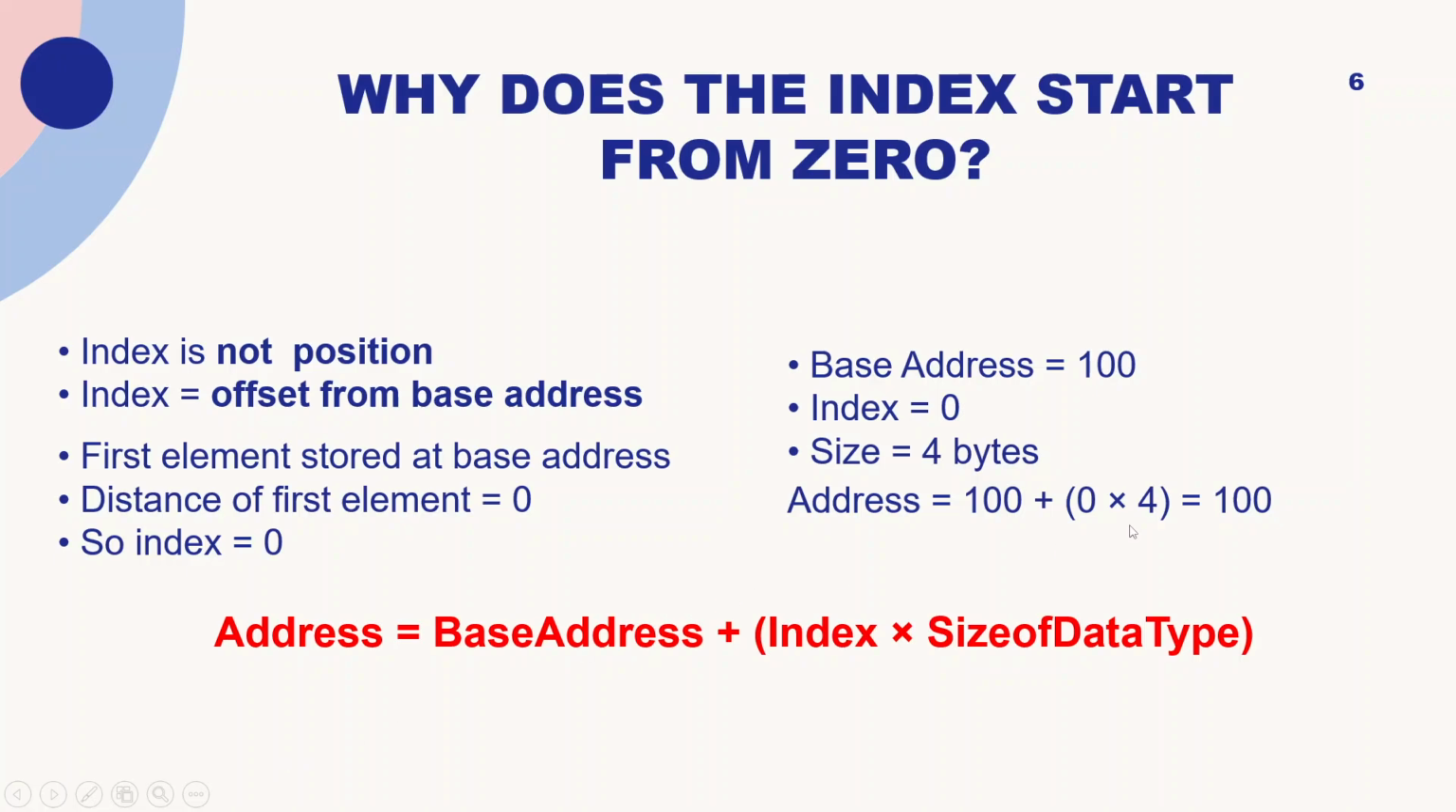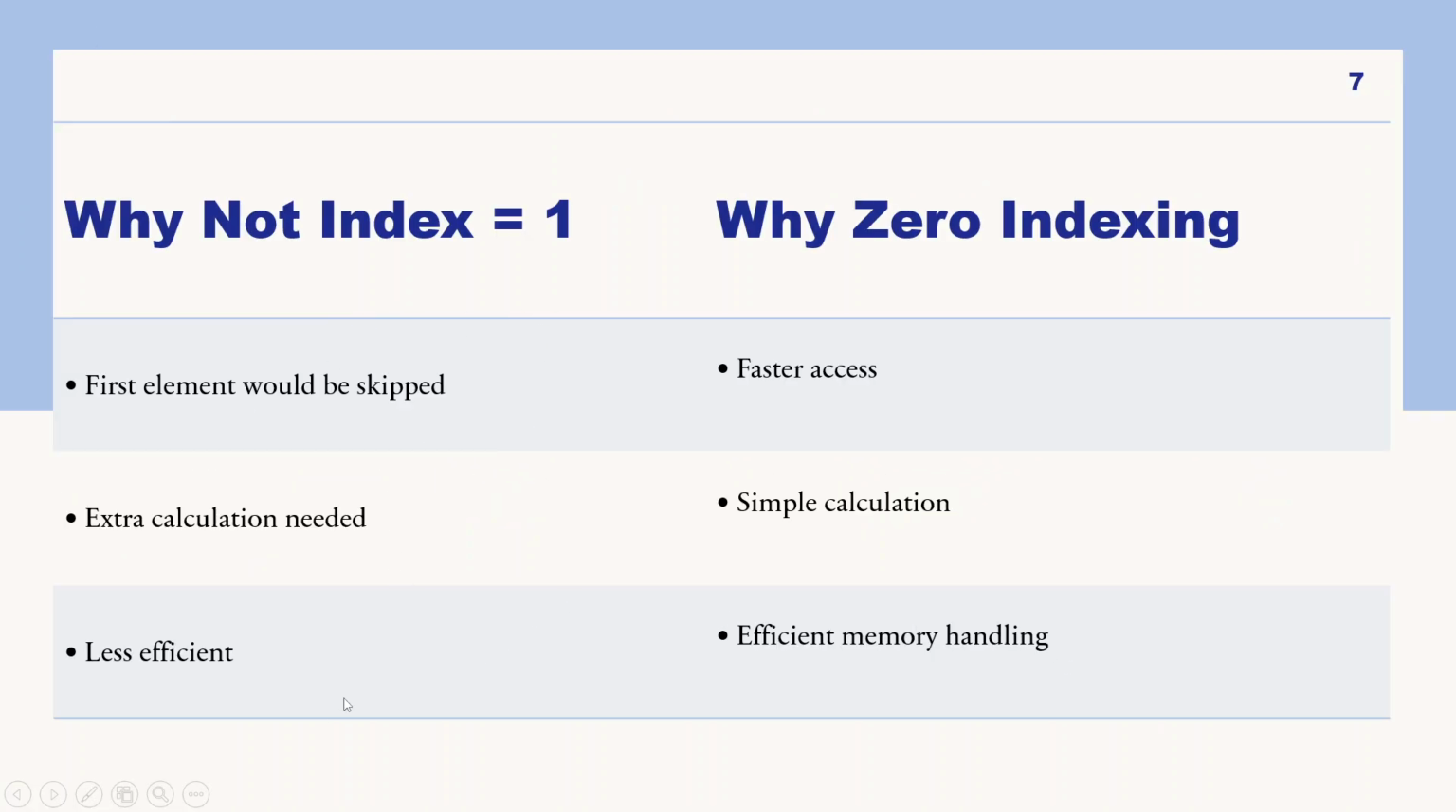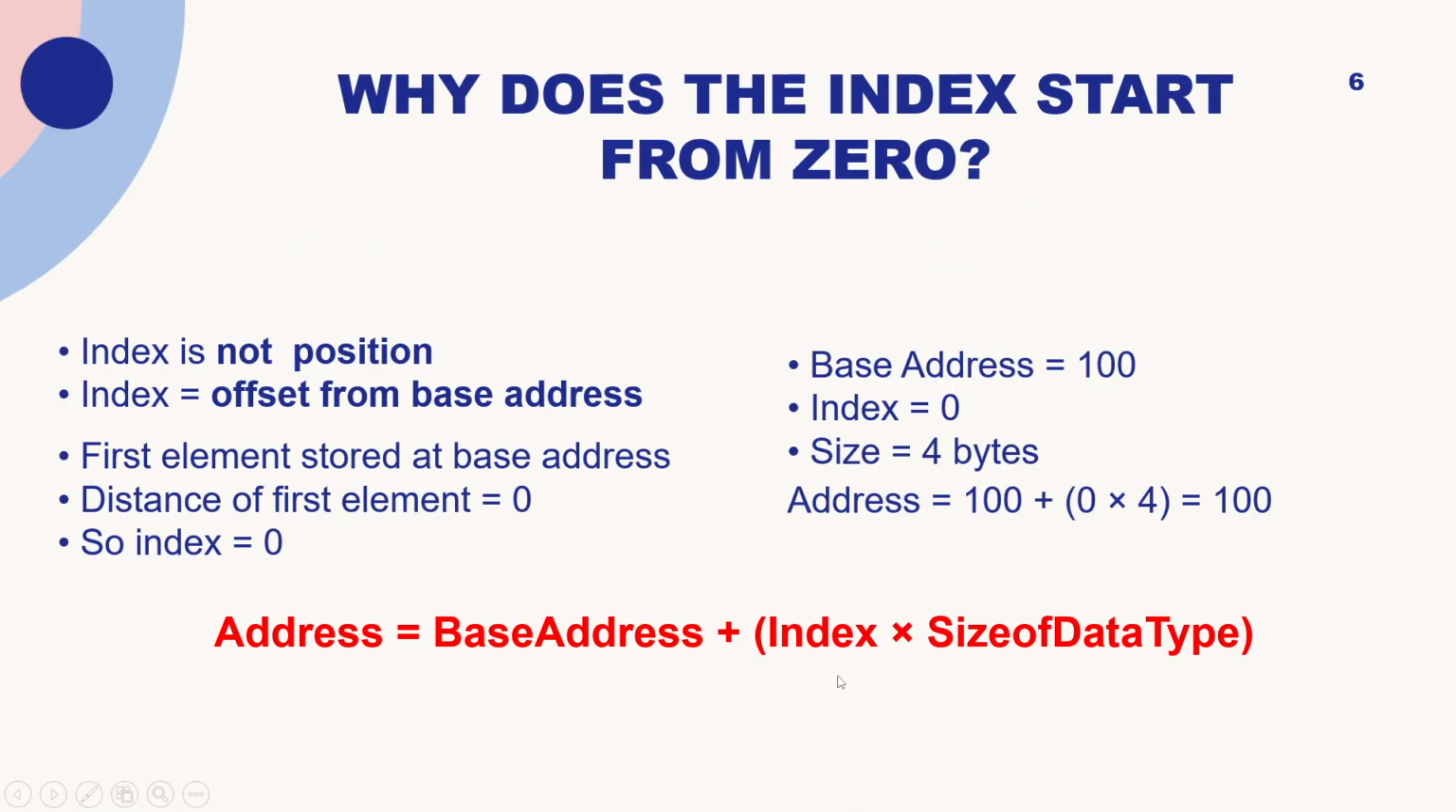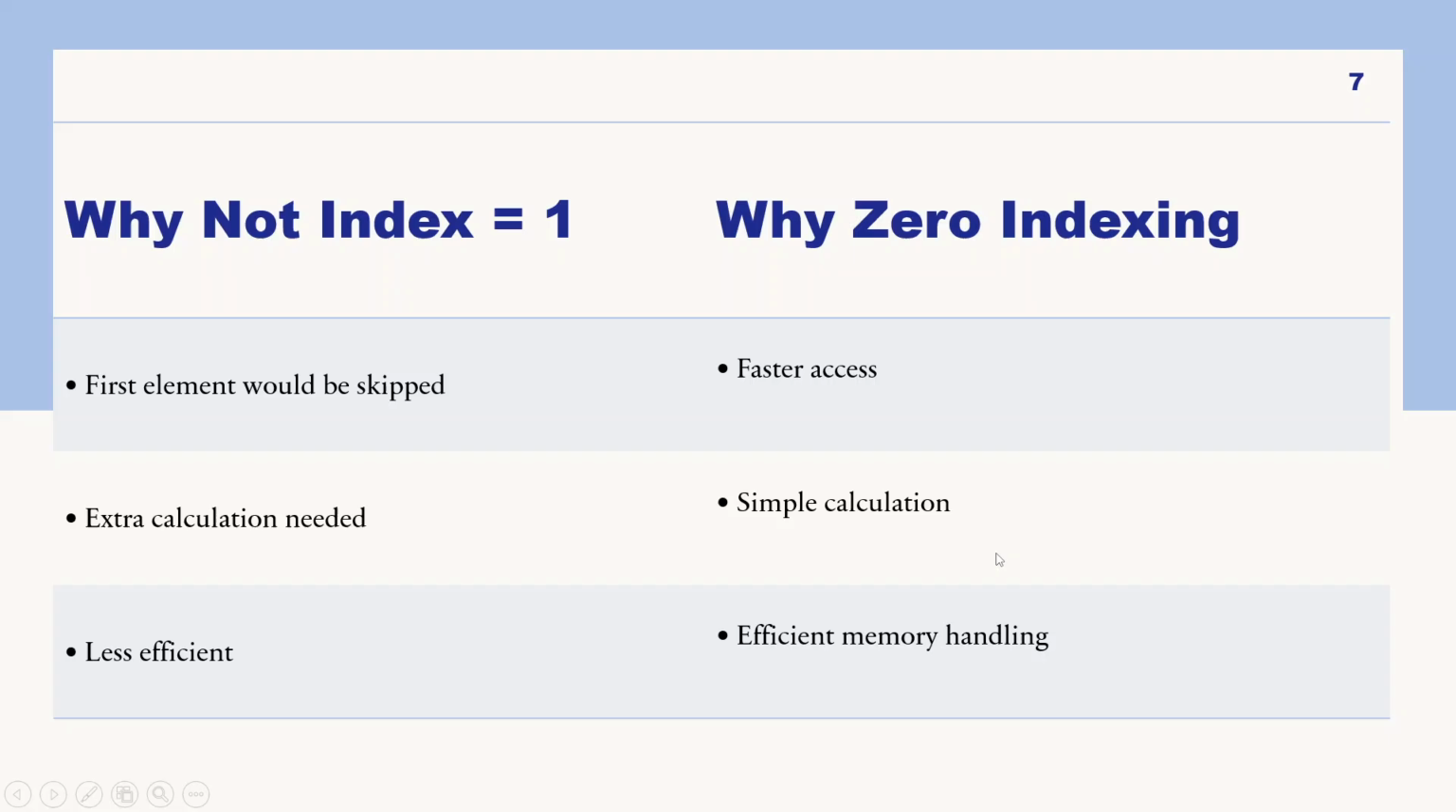Now, why not start from 1? If the index started from 1 in this formula, the base address is 100, index will be 1, size of integer will be 4, 1 times 4 is equal to 4, 4 plus 100 is equal to 104, and the address will be 104. The first element will be skipped, so the computer will need extra calculation every time to get the correct index position, the correct base address.